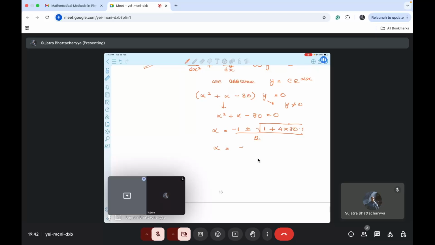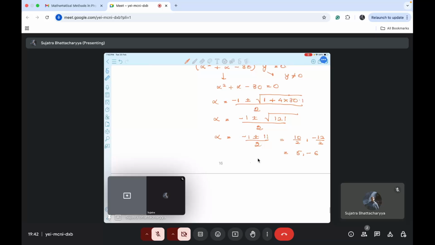So this will be minus 1 plus minus root over 34 means 120 plus 1, 121 by 2. So alpha comes out to be minus 1 plus minus 11 by 2. So one of the solutions will be minus 1 plus 11, which is 10 by 2. The second solution is minus 1 minus 11, that is minus 12 by 2. So it will be either 5 or minus 6. So let us say alpha 1 is 5 and alpha 2 is minus 6. So there are two solutions instead of one.